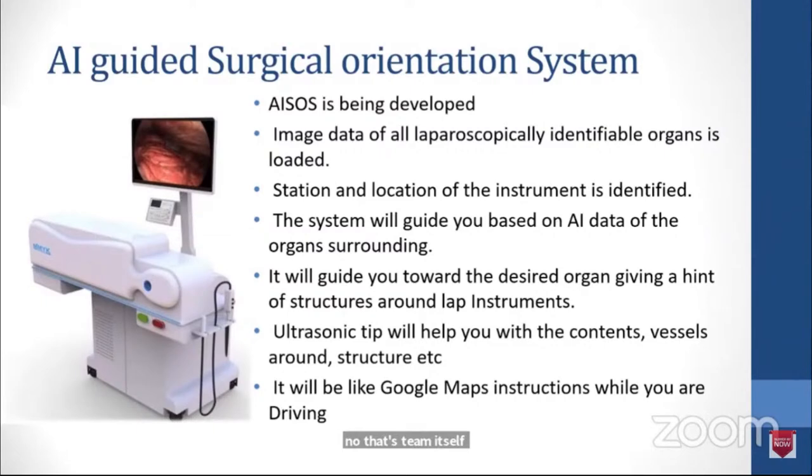Suppose I want to do a cholecystectomy, and I have taken a trocar in the umbilicus. The system can directly guide you how to go about it, giving you details of the organs around, how to go inside, and then go directly to the gallbladder. It will be something like a Google Map guiding you.